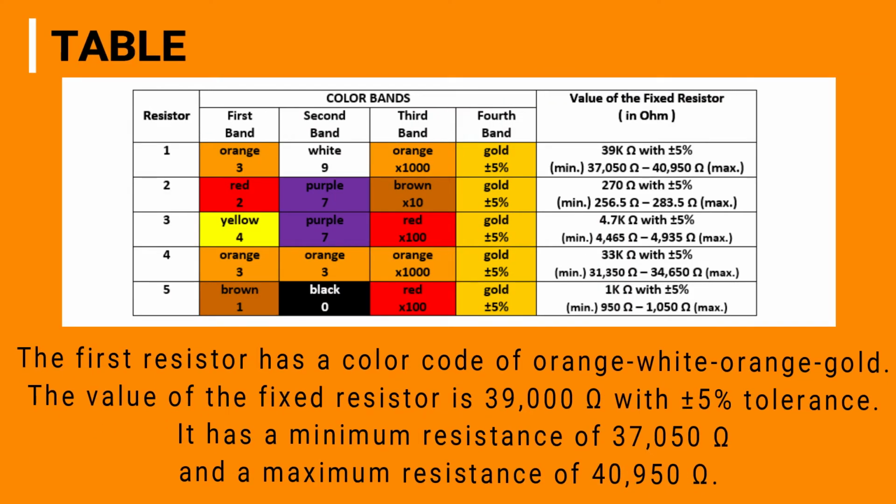The first resistor has a color code of orange, white, orange, gold. The value of the fixed resistor is 39,000 with 5% tolerance. It has a minimum resistance of 37,050 and a maximum resistance of 40,950.